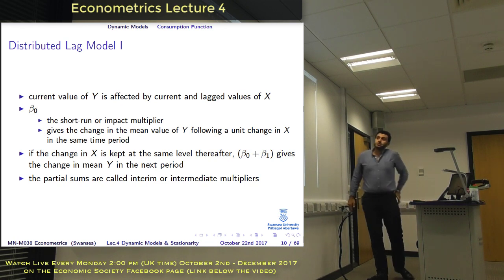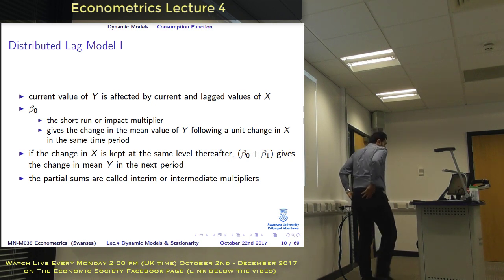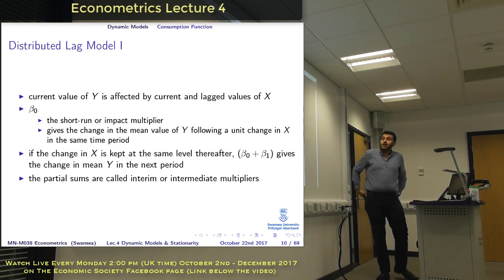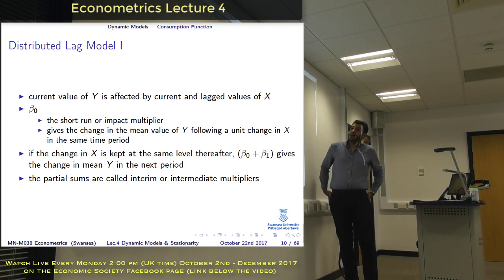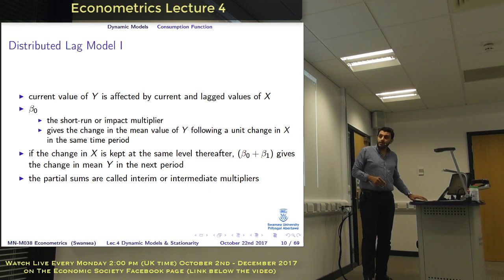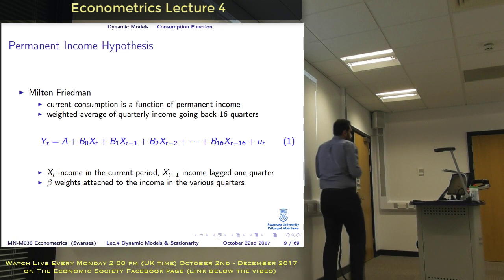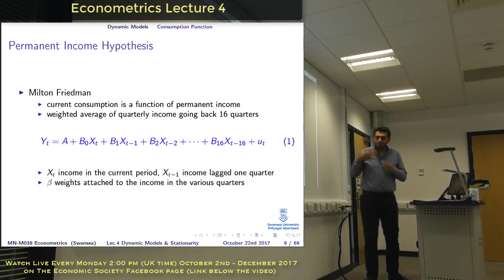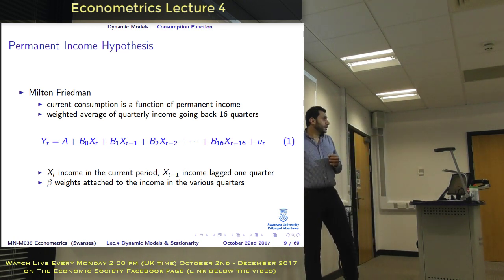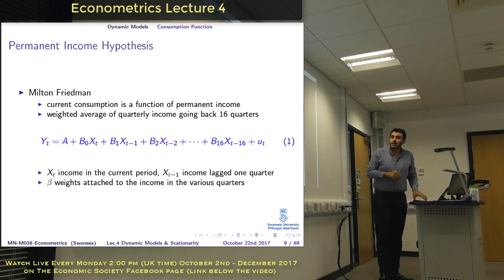So this will take us to the model that we want to look at today, which is called the distributed lag model. The current value of y is affected by current and lagged values of x, as you see. One comment about this equation: the first one is beta 0, which we call the short-run effect, the immediate impact of any change in the current income on consumption expenditure.